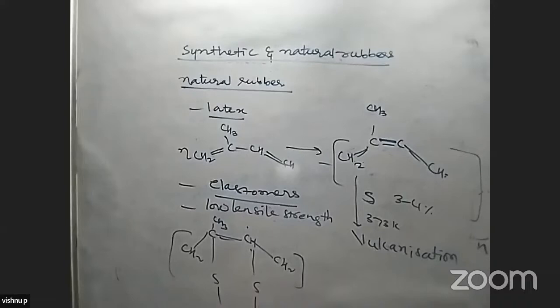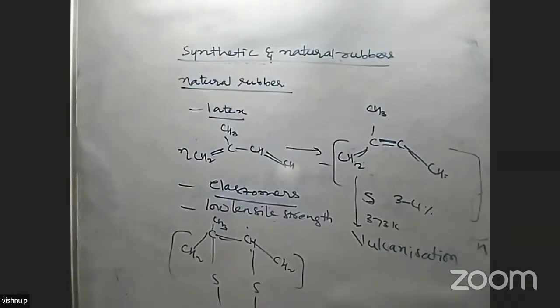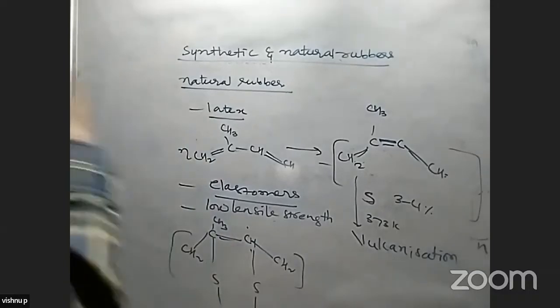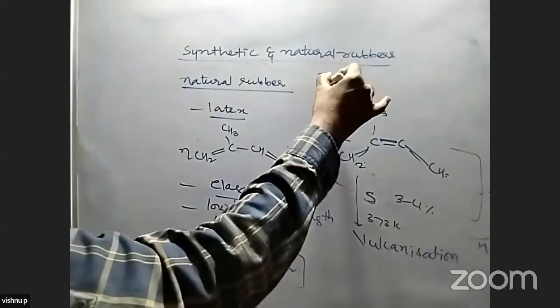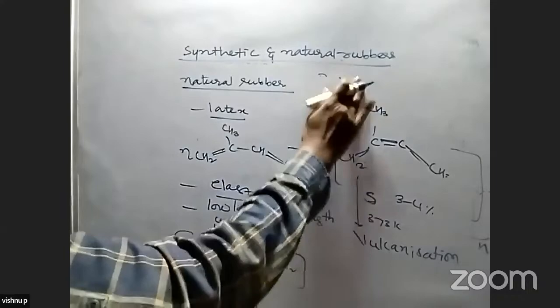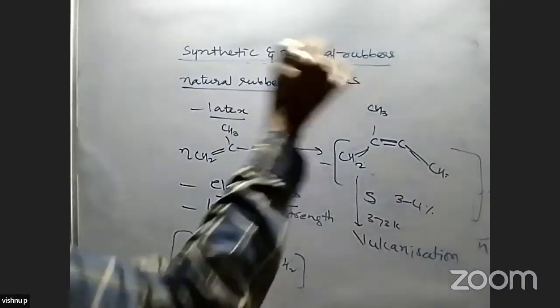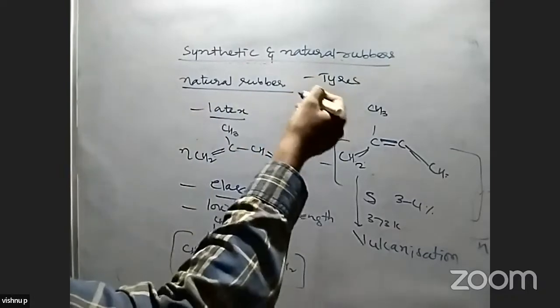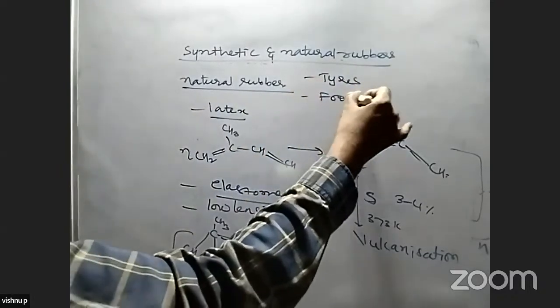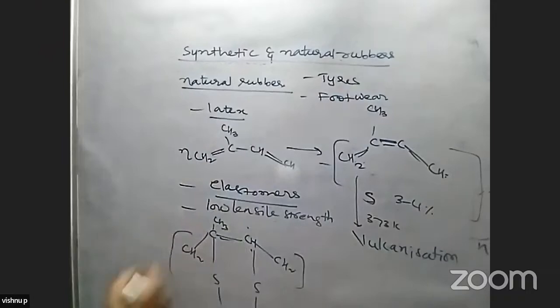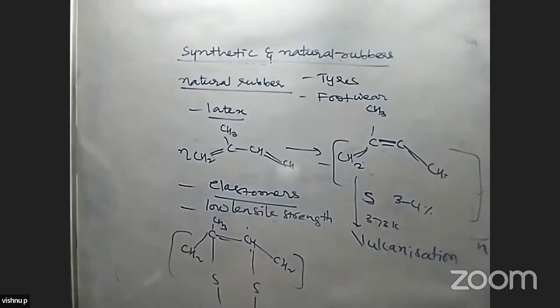So what are the important uses of this natural rubber? We know that generally it is mainly used in what type of industry? It is used in the preparation of tires, in the tire industry, and soles of footwear also. So the footwear industry also uses it. So these are important uses of natural rubber.